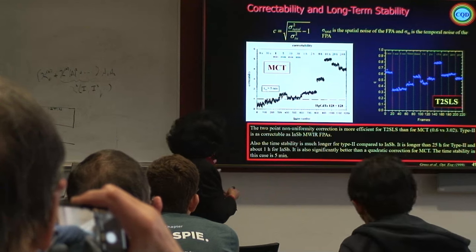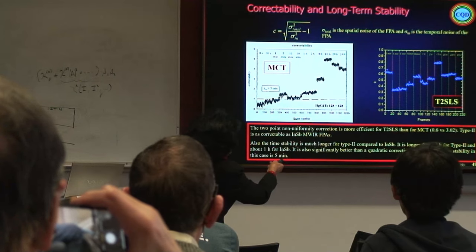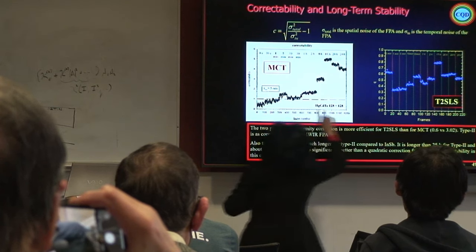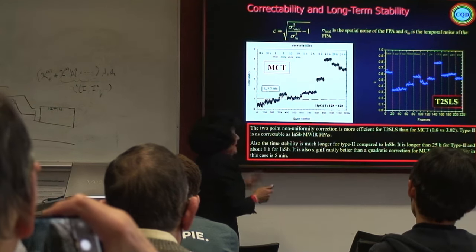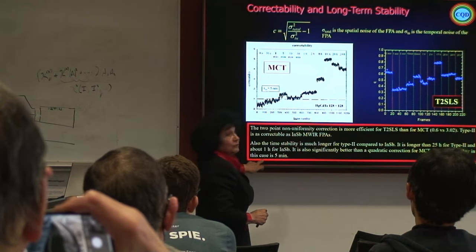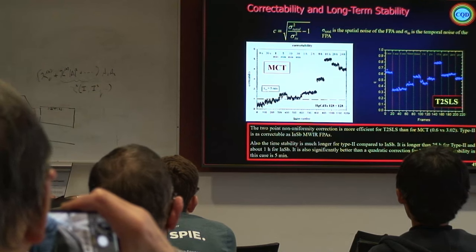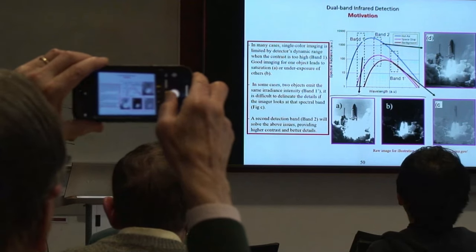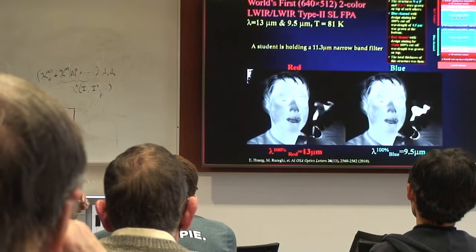You can see that the two-point non-uniformity correction is more efficient. After 24 hours, compared to MCT after 4 minutes. And for the stability, it is much longer for the superlattice, 24 hours, than for MCT, which is 4 minutes. That is one part, and on the other hand, the ICE has a trick on it: in order to have the best performance, you have to do the two-color.